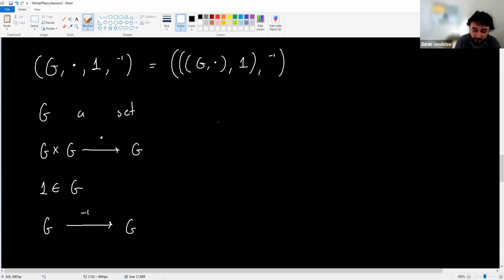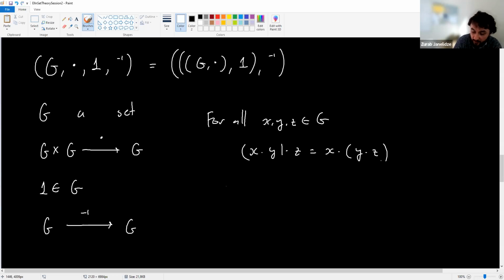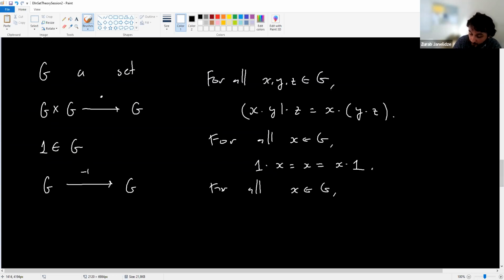There are fewer axioms for groups, so maybe it's worth writing them out. For all x, y, z in G, (x times y) times z equals x times (y times z). For all x in G, 1 times x equals x times 1 equals x. And for all x in G, x times x inverse equals 1 and equals x inverse times x.